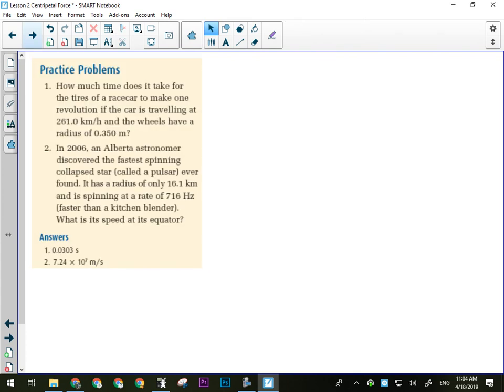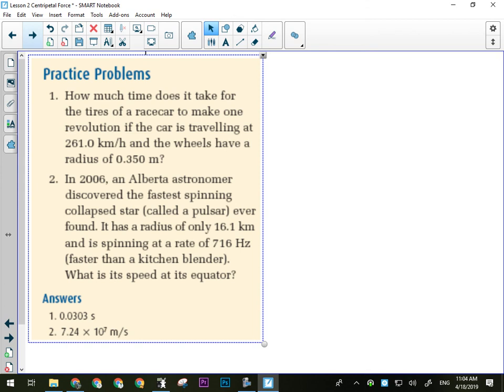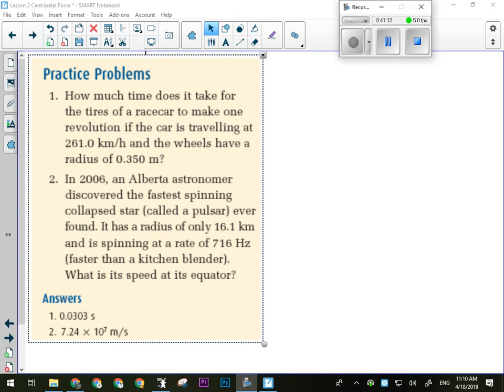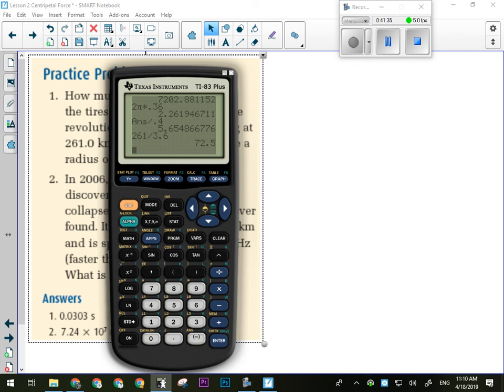I want you guys to try these two. They involve using that formula there. With question number 1, the trick is they give us the speed in kilometers per hour. We can't use that until we've got it in meters per second, so we just have to divide that by 3.6. So 261.0 divided by 3.6. All right, so we get 72.5 meters per second as our speed.